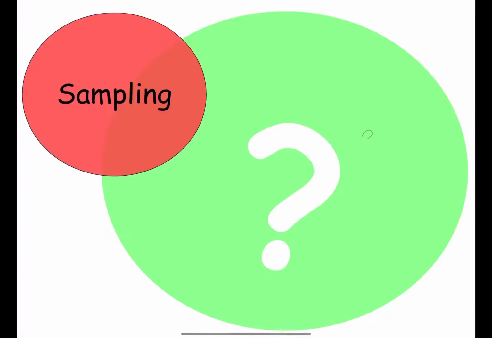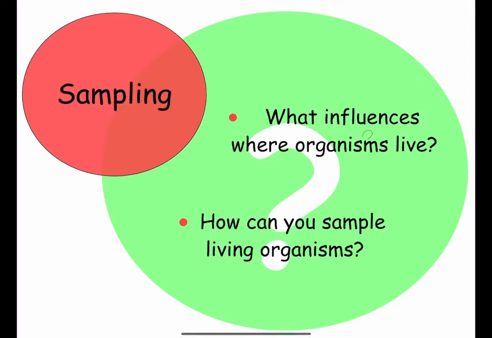Now that we've thought about ecosystems, we're going to look at how we can investigate an ecosystem. So we're looking now at sampling. What influences where organisms live? And how could you sample or find out what organisms are living there and how many of them are there?